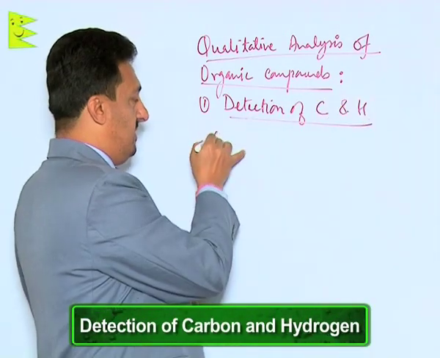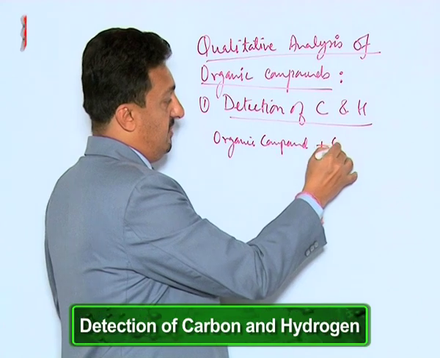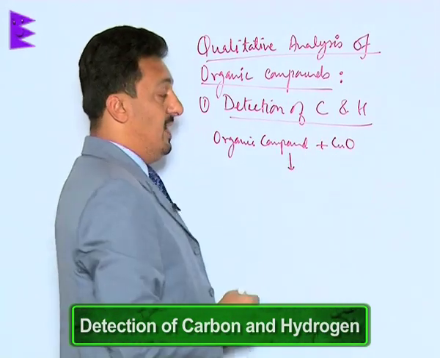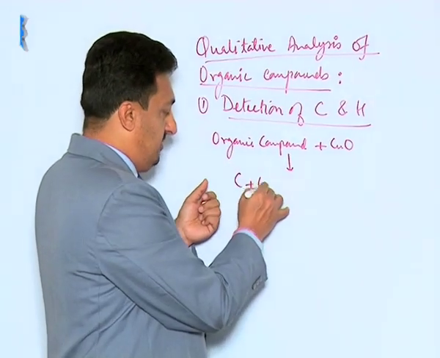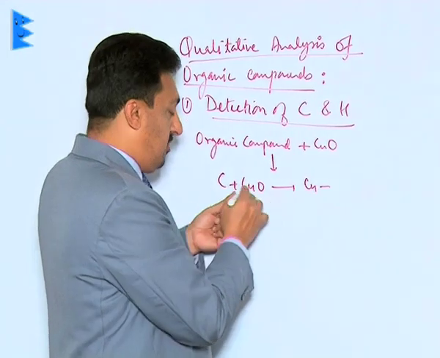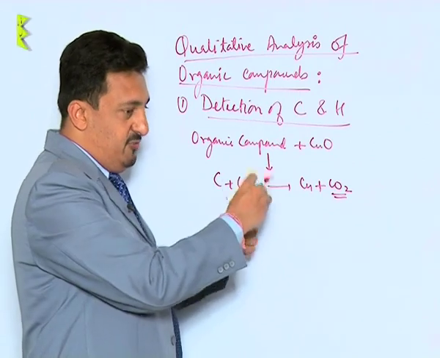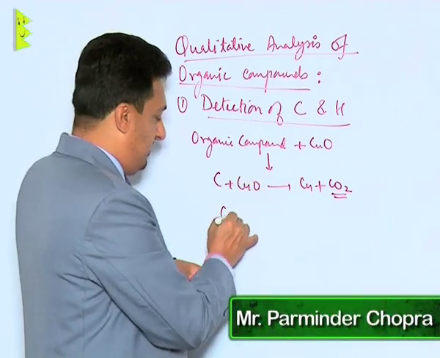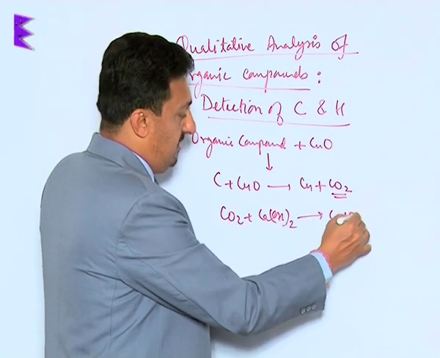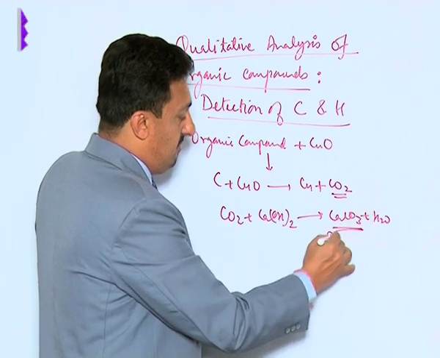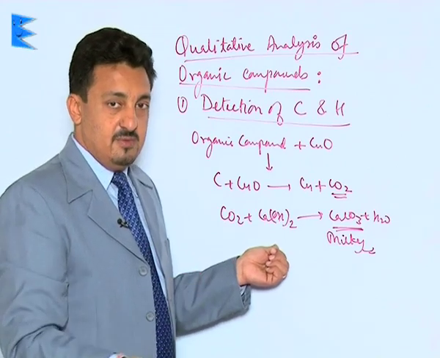In this case, an organic compound is heated with cupric oxide. When it is heated with cupric oxide, all of the carbon of the compound combines with cupric oxide, and the cupric oxide gets reduced to copper and the carbon gets oxidized to carbon dioxide. The fumes coming out are passed through lime water, which absorbs the CO2 and gets converted into CaCO3 and H2O, and this is how it becomes milky. So if the lime water turns milky, it means the compound has carbon.